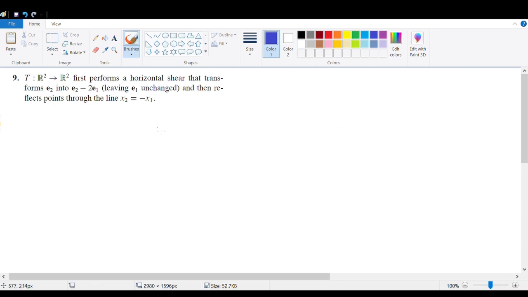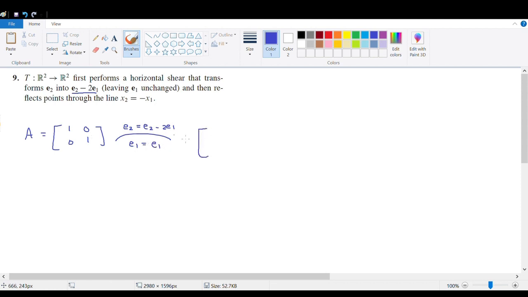So in 9 we have a transformation from R2 to R2. First it performs a horizontal shear that transforms E2 into E2 minus 2E1, leaving E1 unchanged. So first we have A equal to 1 0 0 1. So the transformation here: first E2 will be equal to E2 minus 2E1, leaving E1 unchanged. So E1 will be equal to E1.